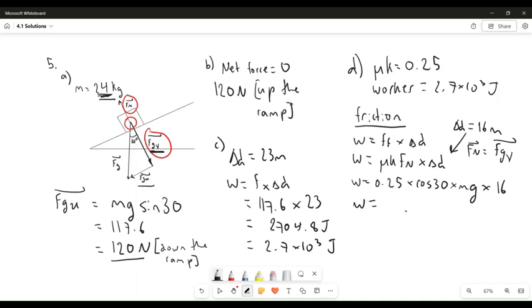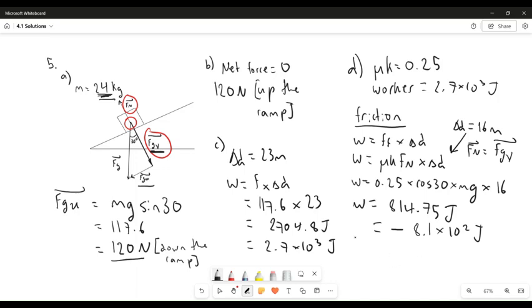Finally, to find the work, just plug it into your calculator, and you should get 0.75 joules. However, again, we're going to write that in two significant digits. So it's going to be minus, because remember, this is friction, so it's opposite to the motion, minus 8.1 times 10 to the power of 2 joules.